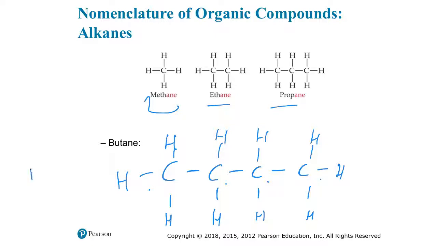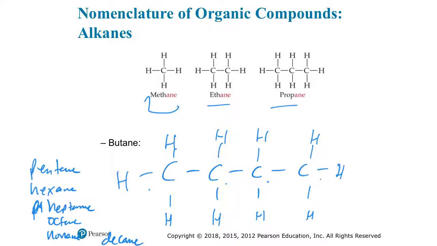So 5 would be pentane, then hexane for 6 carbons, heptane. We're using all those prefixes from the previous slide. So octane, nonane, and decane through 10 carbons.